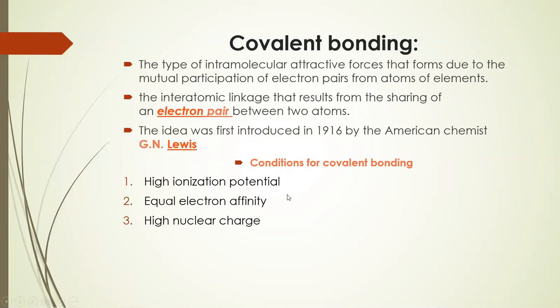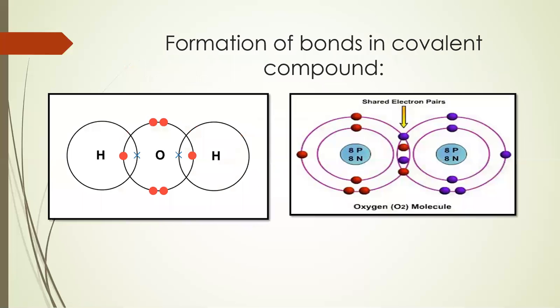The necessary conditions required for covalent bonding are high ionization potential. Why high ionization potential? Because the energy required to take the electron out needs to be more, so we need more energy. We need equal electron affinity, and we need high nuclear charge. Why do we need high nuclear charge? Because high nuclear charge means the protons in the nucleus have a greater hold on all the electrons in its atom, and it can never lose its electron, it can only share its electron.